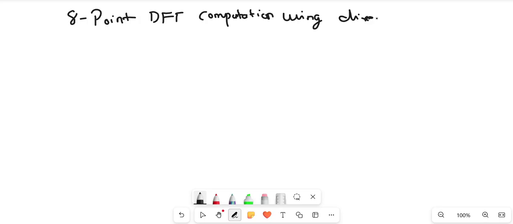8-point DFT computation. 8-point DFT computation using the direct method. Okay.